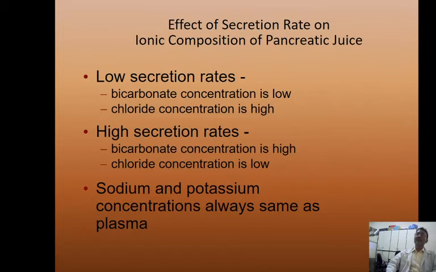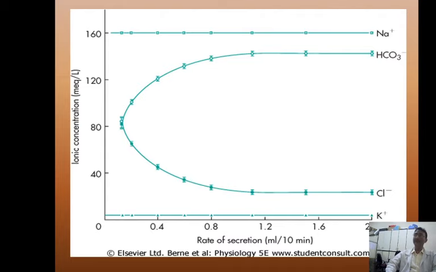Now what is the effect of secretion rate on the ionic composition of pancreatic juice? Simple. If there is a low secretion rate, that means the bicarbonate concentration is low. So when there is a lesser amount of pancreatic juice secreted, the bicarbonate concentration is low and the chloride concentration is high. When a greater quantity of bicarbonate-rich pancreatic juice is secreted, it will have a high concentration of bicarbonate and low concentration of chloride.